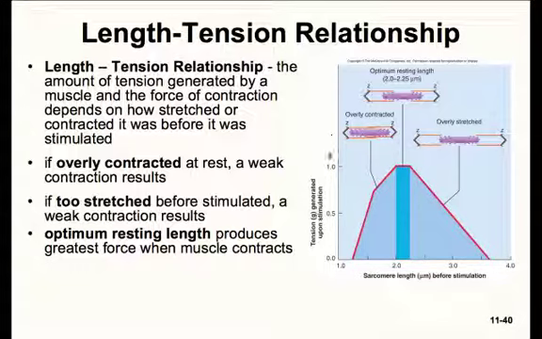When the muscle is overly contracted, then we see that there's no space for the myosin to contract the sarcomere any further. When the sarcomere is overstretched, then very few myosin heads are able to interact with the actin filaments, and thus there's not that much power in the contraction. However, at an optimum resting length, we have both space for the myosin to walk along the actin filaments, as well as enough myosin head interaction to generate a strong contraction.